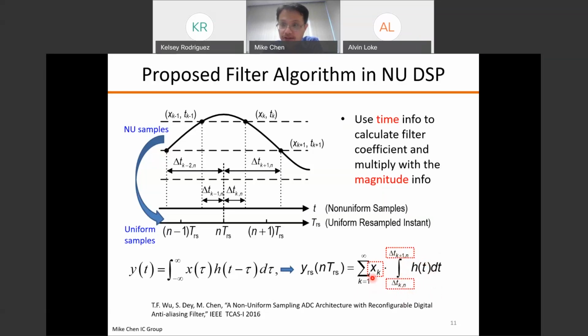That's, at least to my own surprise, at least conceptually, not that difficult to understand, how you convert the signal back to the uniform domain by using the time information and the magnitude information. And as you can see here, if you would like to have a reconfigurable filter, and today people use a lot of reconfigurable filters, they want to use a different response, no problem. All you need to do is replace this term, and then you can compute different coefficients. So that's actually pretty nice.